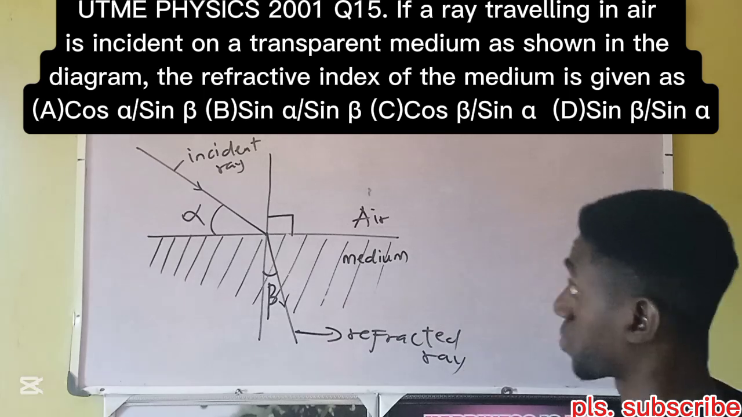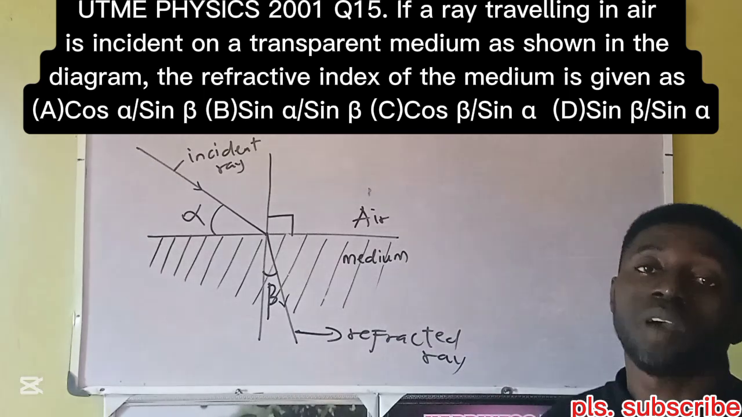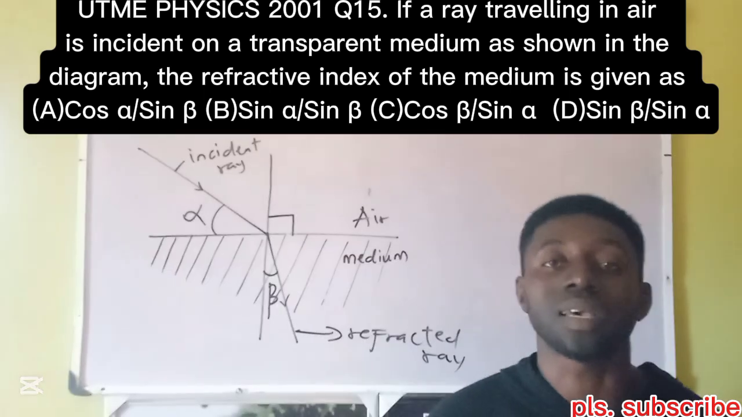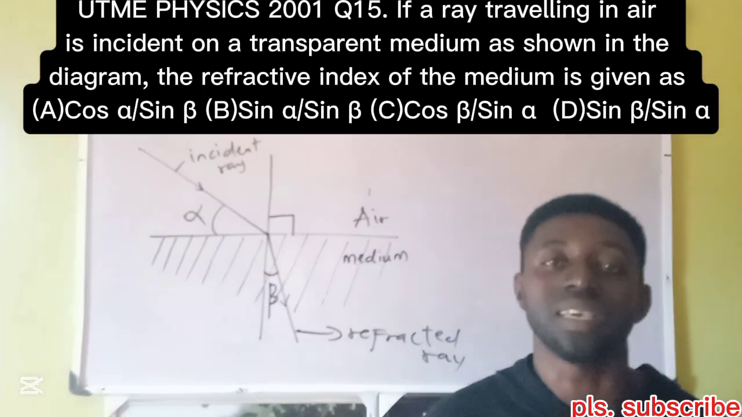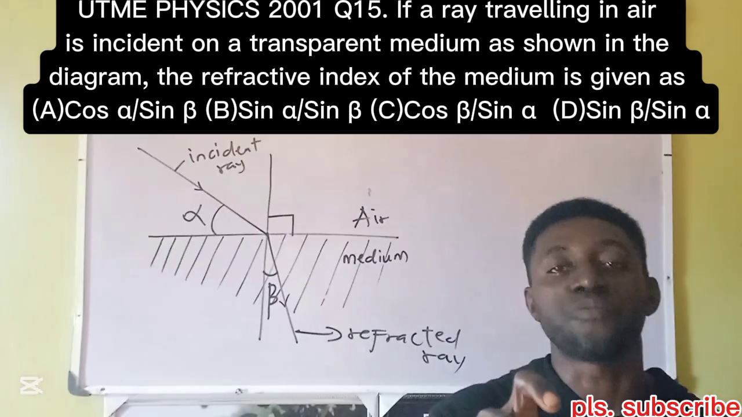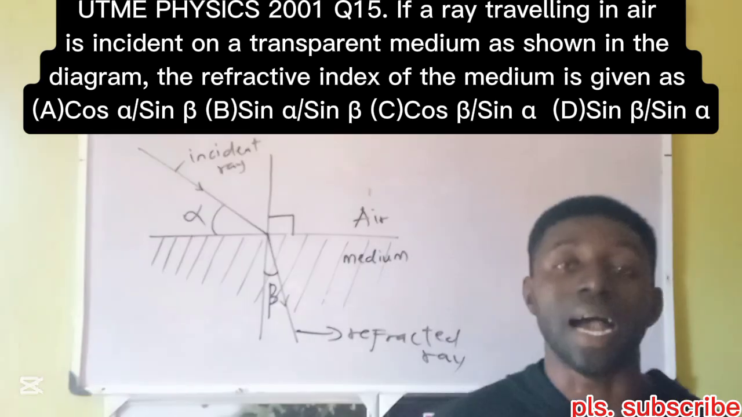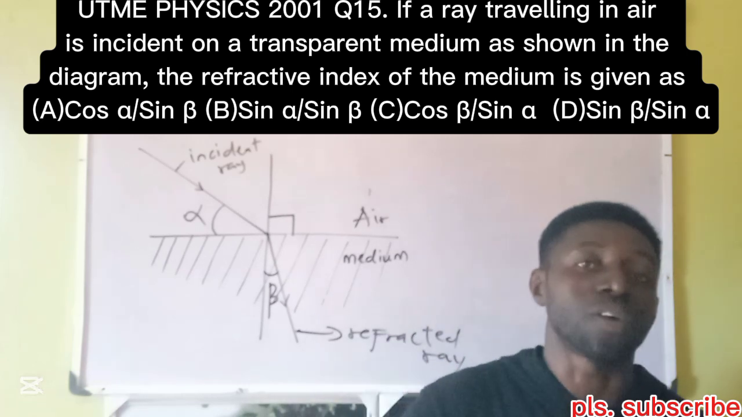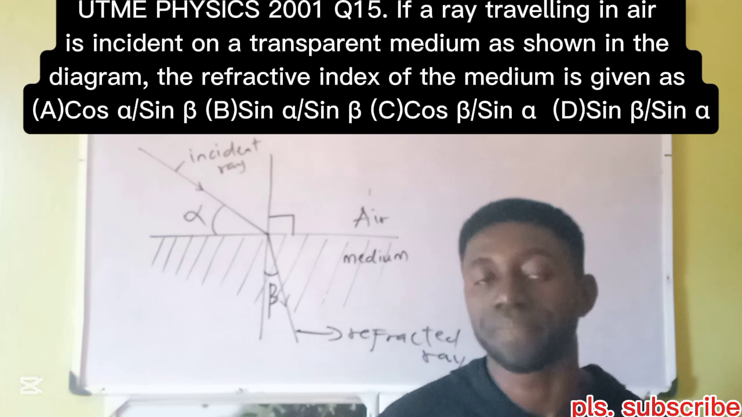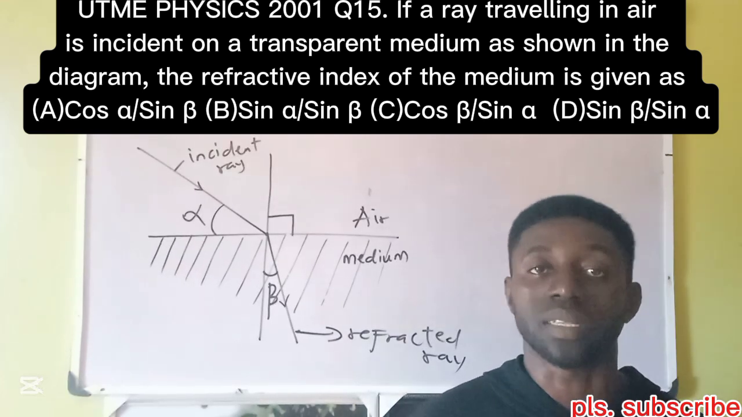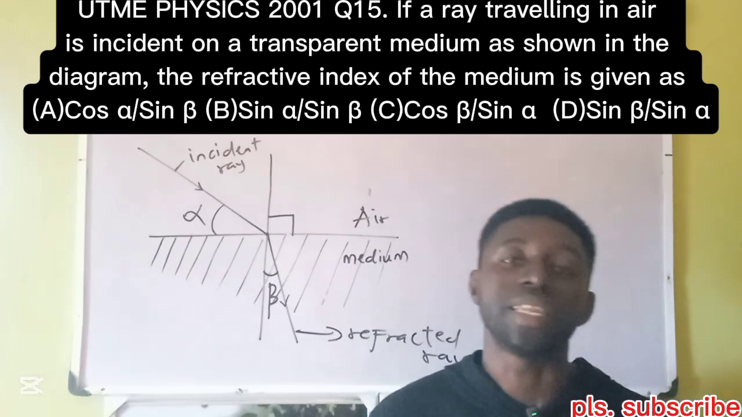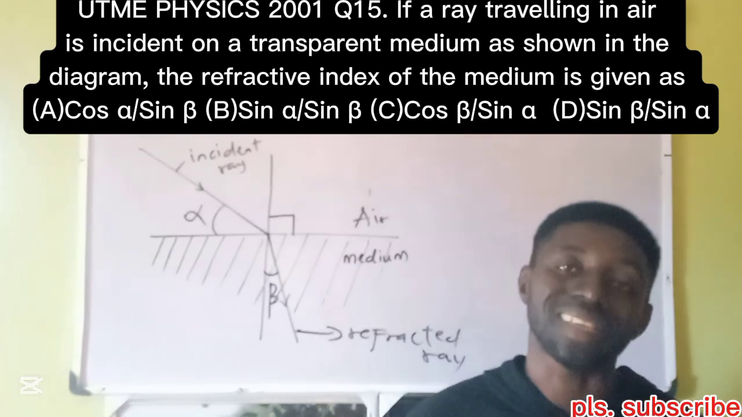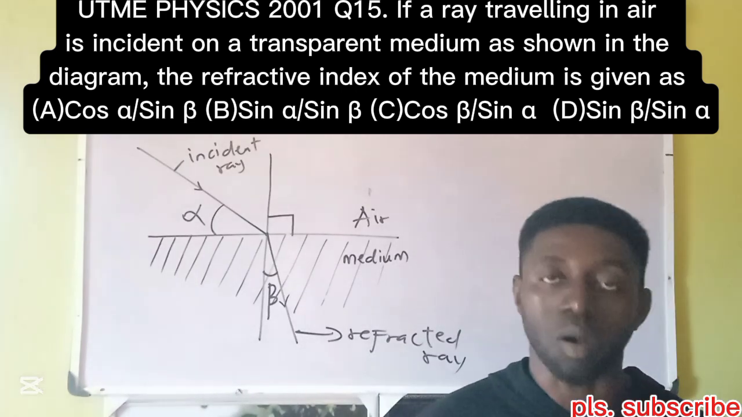Okay, from our options, if you have good knowledge of your Snell's law, you know that the option is centered on Snell's law, the second law of refraction, which says that given a pair of media, at the boundary of one pair of media, the ratio of the sine of the angle of incidence to the sine of the angle of refraction is a constant. Okay, pay attention to the law. The law states, given a pair of media, the ratio of the sine of the angle of incidence to the sine of the angle of refraction is a constant.